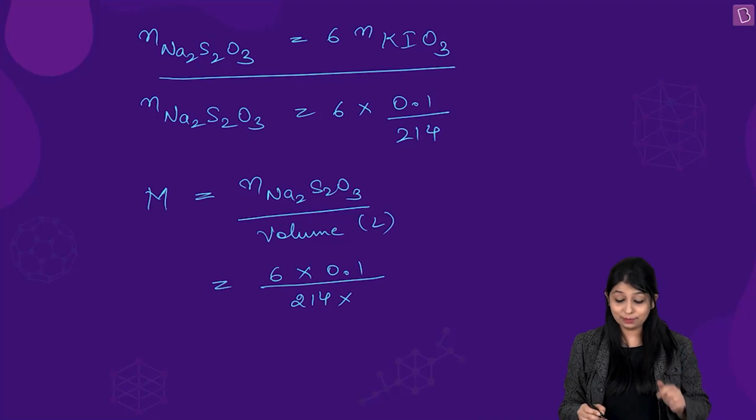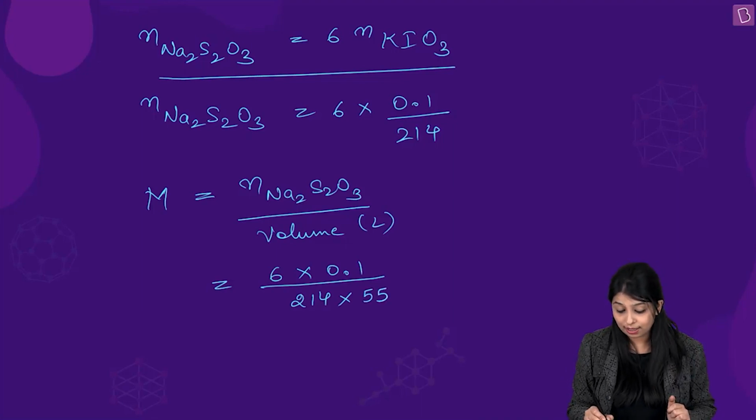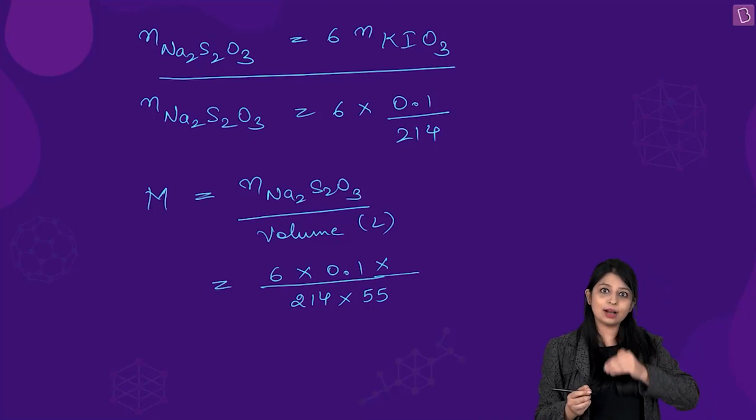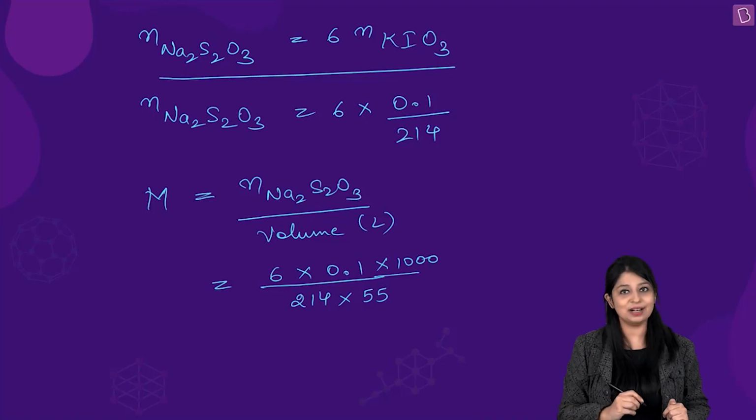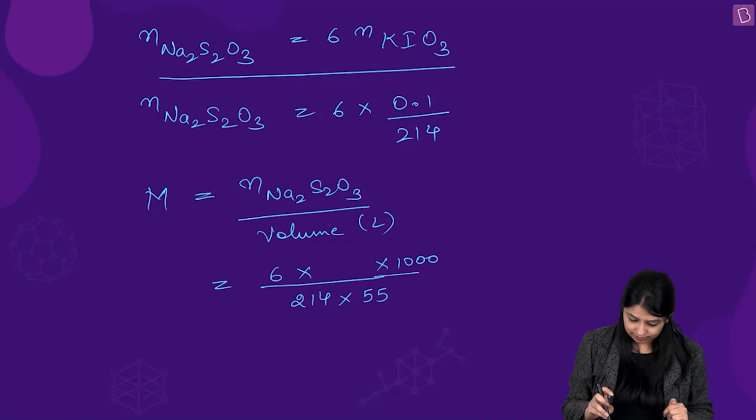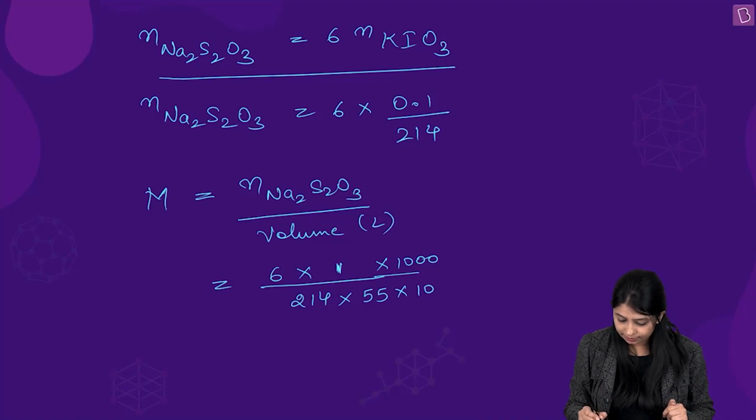And what is the volume? That is 55 mL, not in liters. So what would we do? We'll divide 55 by 1000. So it will go into the numerator and we'll get 1000 in our numerator. Okay, now let's write this 0.1 as 1 divided by 10. So 0 cancels. Next we have 11 here and 200, right?